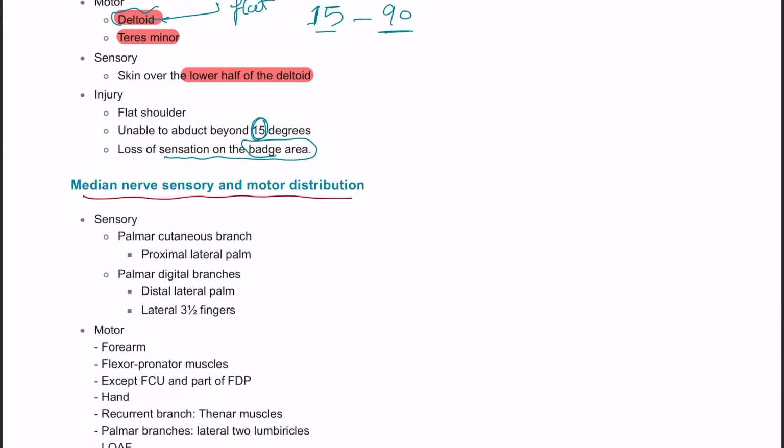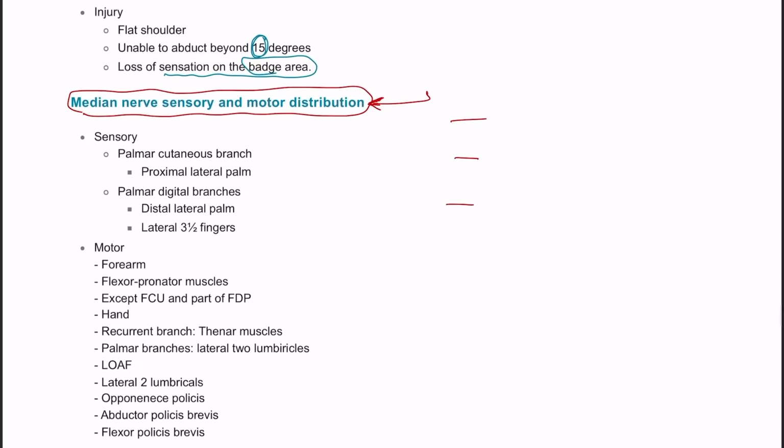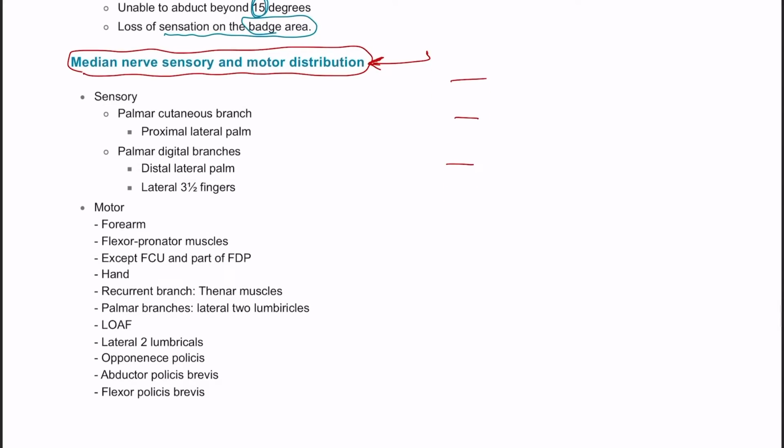Median nerve, sensory and motor distribution. Remember, we talked about the median nerve origin. It was coming from the union of the divisions to form which cord? So we talked about the lateral cord, the posterior cord, and the medial cord. Basically, the divisions unite to form the median nerve by multiple contributions from these cords. The sensory supply will be the palmar surface of the lateral 3.5 fingers, and the palmar surface of the lateral two-thirds of the hand.